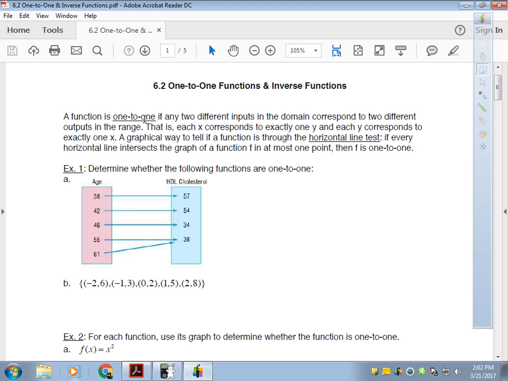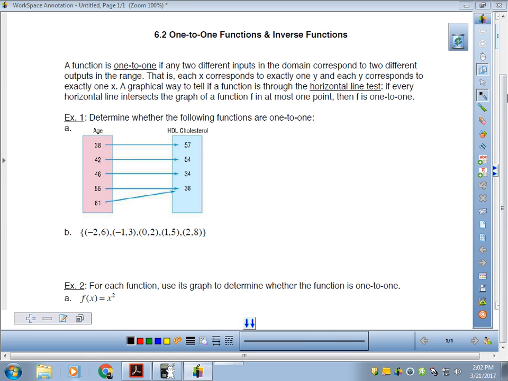But numerically, you can see if a function is one-to-one just by looking to see if the x's repeat or if the y's repeat. So let's look at some examples. Example 1 asks us to determine whether the following functions are one-to-one. Over here we have two sets of data that are related, age and HDL cholesterol. So we have 38 going to 57, 42 going to 54, 46 going to 34, 55 going to 38, and 61 going to 38. Since both 55 and 61 point to 38 here, this is not one-to-one.